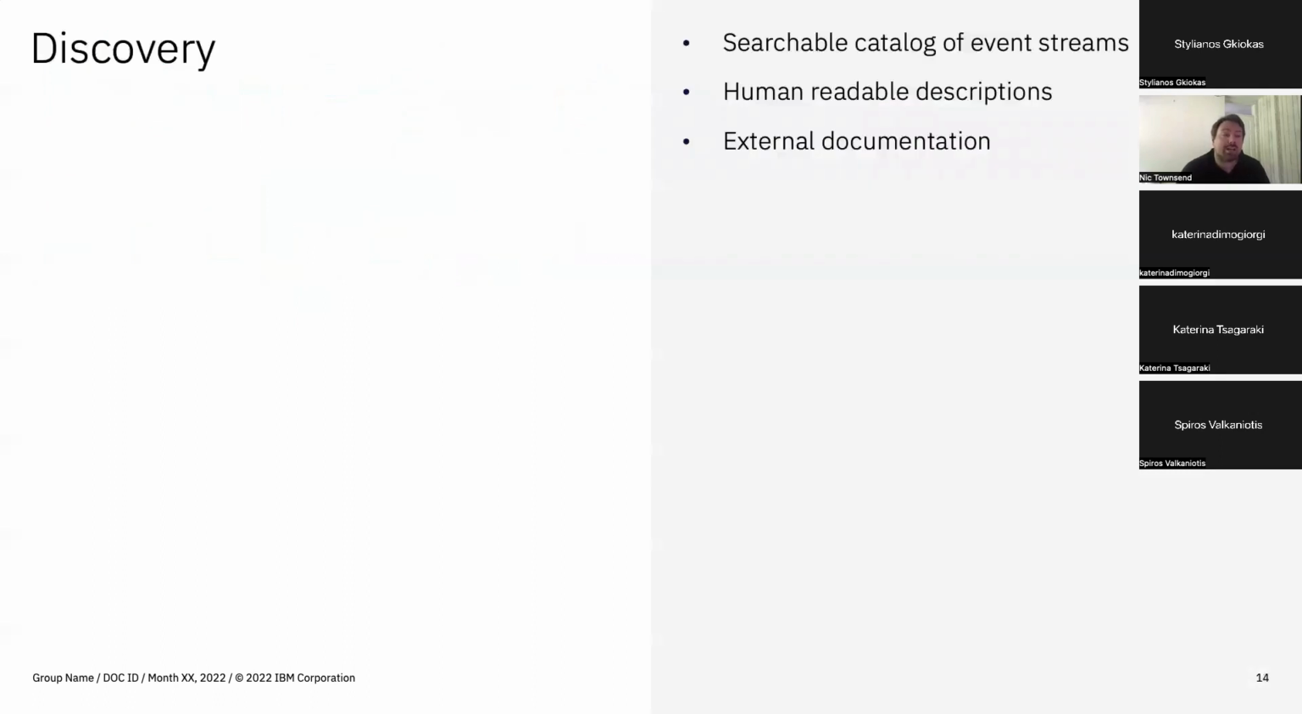And by discovery, I mean the ability for a user to search a catalog of event streams, to be able to actually go and find, yes, there was a topic that has the customer data I'm looking for. Yes, there is an MQ queue that contains the latest order status. I need human readable descriptions. I need to be able to look at the catalog and actually understand which topics are appropriate.